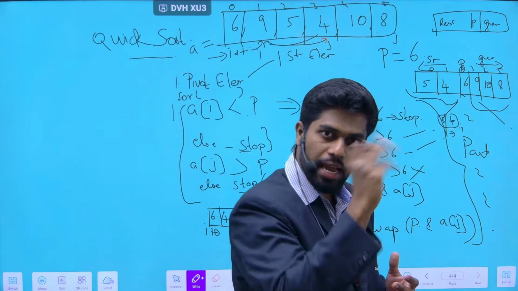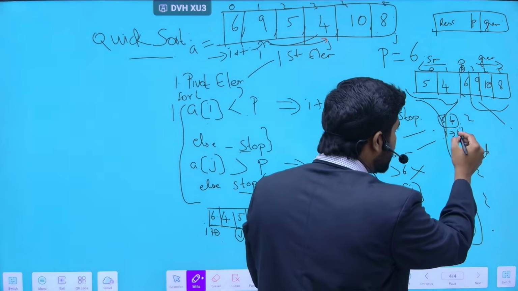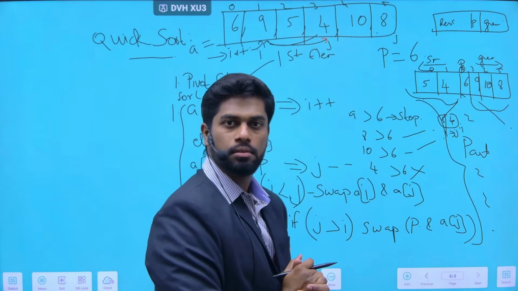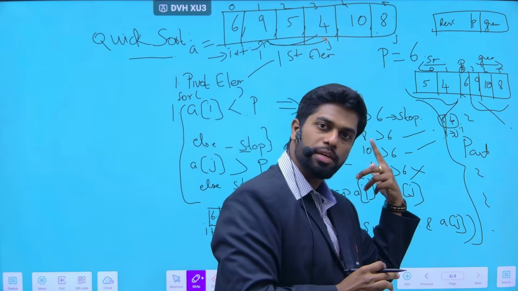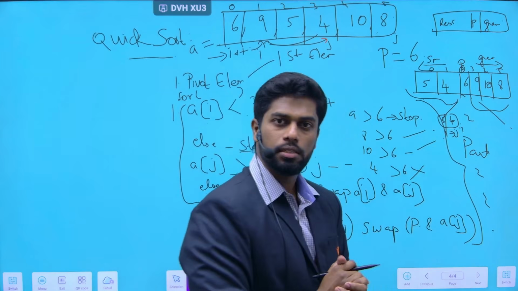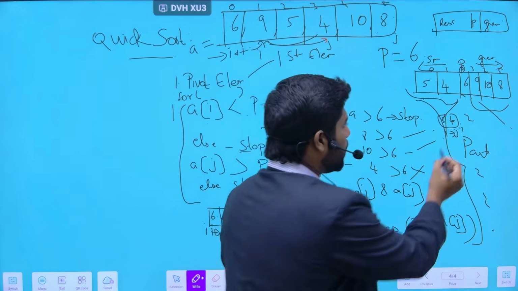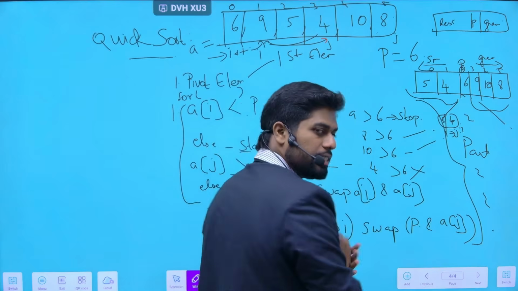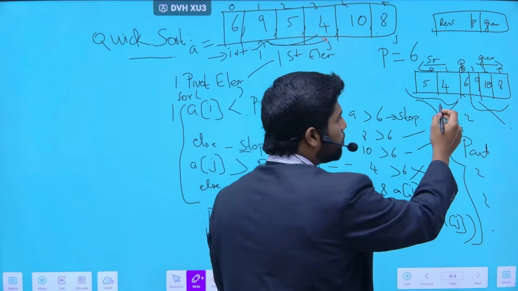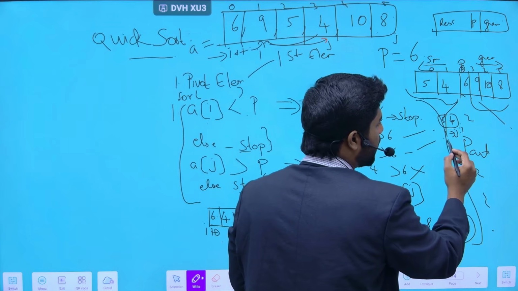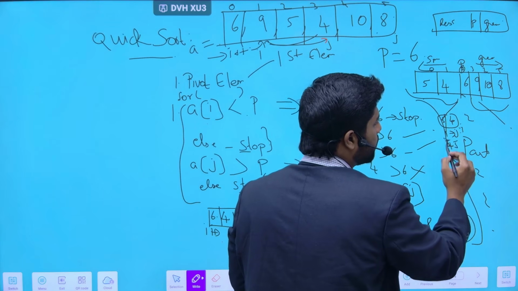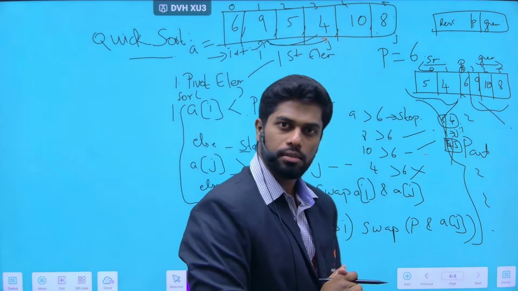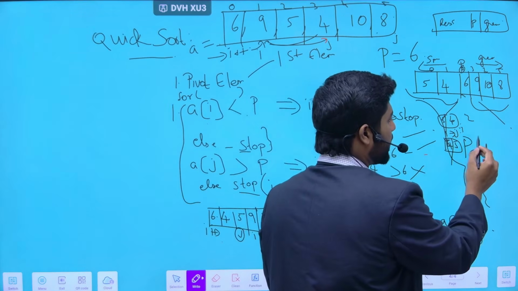Next, compare J. J will be here only. Why is J stopped there? It is less than the pivot. If it is greater, then J minus minus. If it is not, J stops there. Now J and I have crossed each other. Swap the pivot element and J. The next result will be 4, 5. Now this array is sorted. Next, 0, 1, second position.